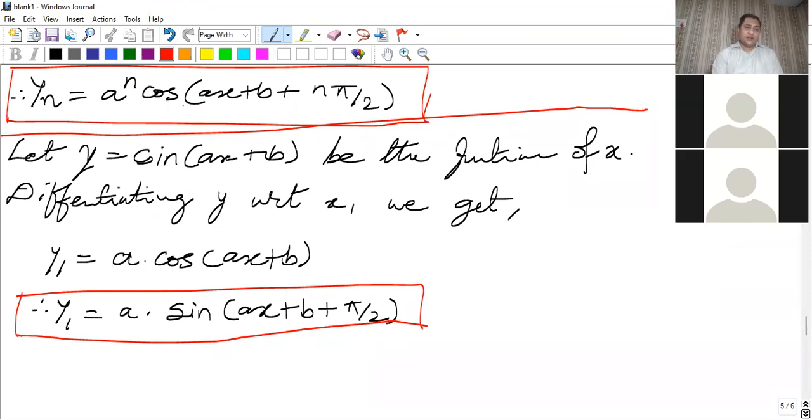Now we go for the next. We want to find its derivative again.